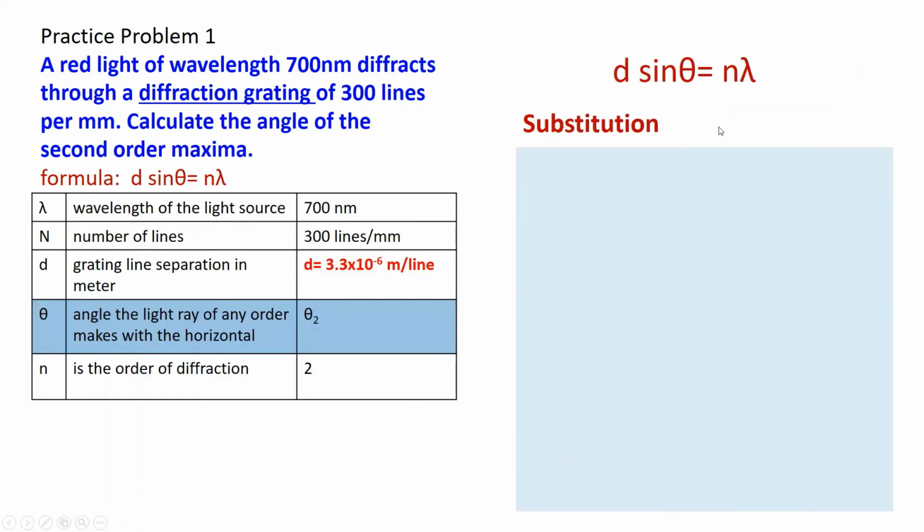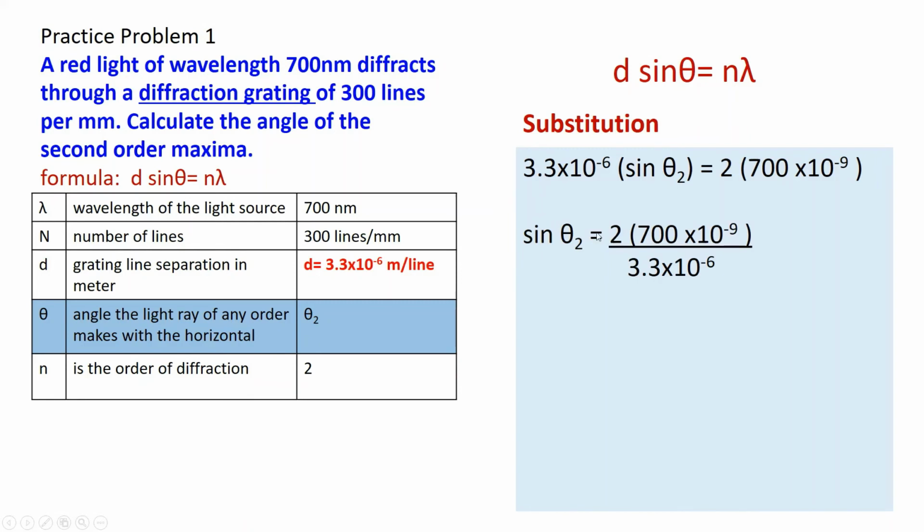Now we can do our substitution to find this angle. d is 3.3 times 10 to the negative 6 times sine theta equals n, which is 2, times the wavelength in meters; we have to convert nano, 10 to the minus 9. Now we isolate the sine of the angle of the second order, find the value, and calculate the inverse sine of this, and the angle is 25 degrees.